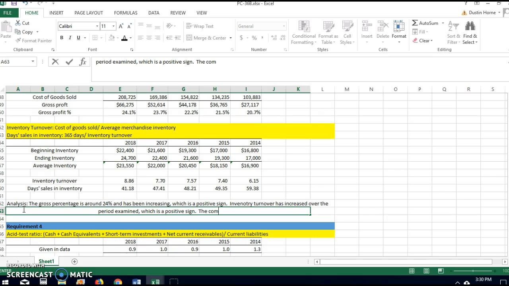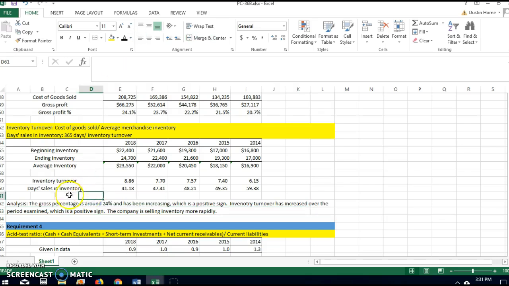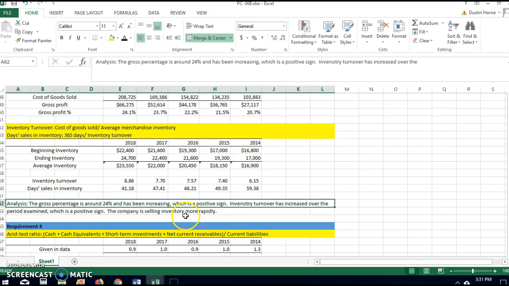The company is selling inventory more rapidly. So these are all good signs. We don't want inventory to sit. We want it in and we want to sell it as quickly as possible. The longer it sits, the more money we're losing. So we want to get that inventory in and out as quickly as possible. And that is all for requirement 3.